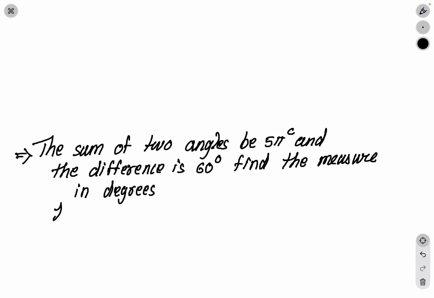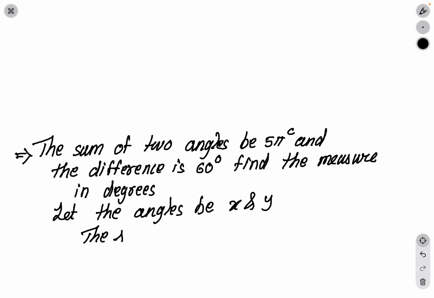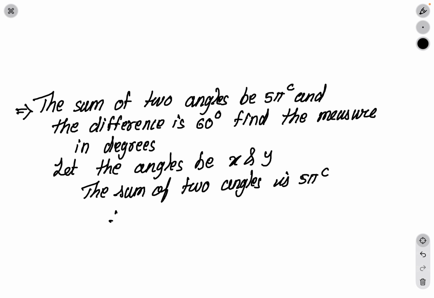So let the angles be x and y. The sum of two angles is pi radians. Therefore, x plus y is equal to pi radians.